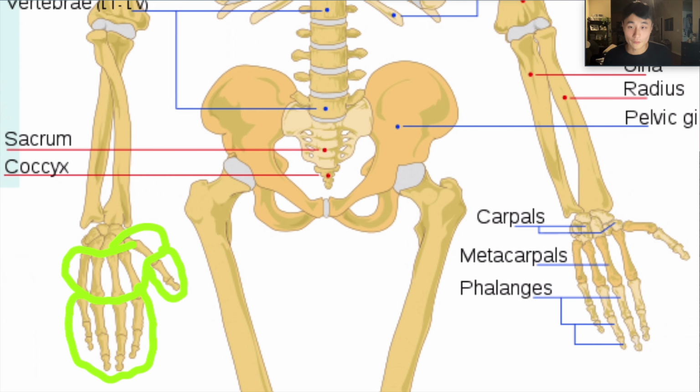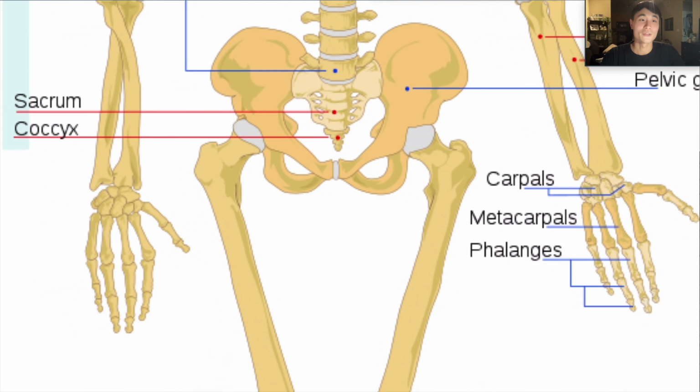So if you look at the phalanges of the thumb, which is located right here, versus the phalanges of your other 4 digits, you realize that on the thumb there are 2 of them: 1, 2. If you look at the other one, there are 3: 1, 2, 3. So 2 phalanges and 3 phalanges. That's why your thumb is shorter than your other 4 digits. That's how you remember that.